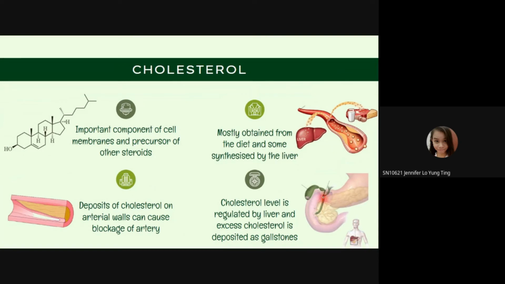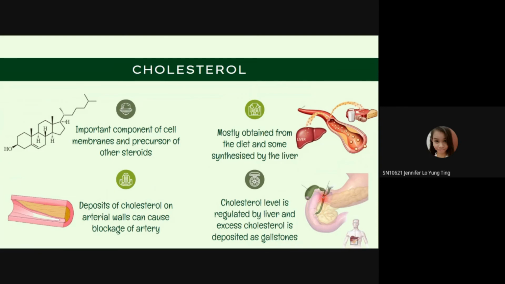The first example of a steroid is cholesterol. Cholesterol is an important component of cell membranes. Cholesterol makes the bilayer of the cell membrane stronger, more flexible, and less permeable to water-soluble substances such as ions. Besides that, cholesterol is also the precursor of all other steroids, such as sex hormones. A large portion of cholesterol is obtained from the diet, and the rest is synthesized by the liver.